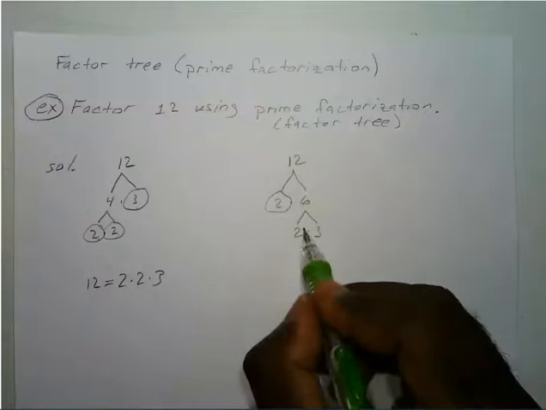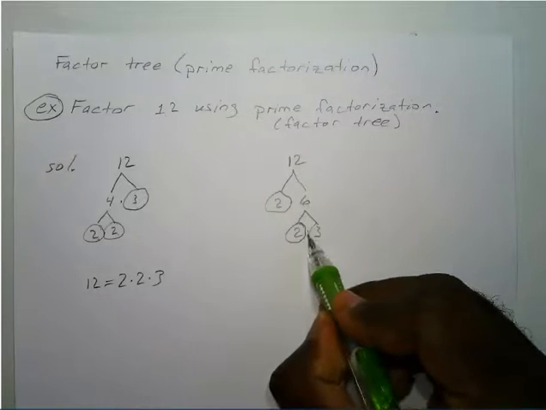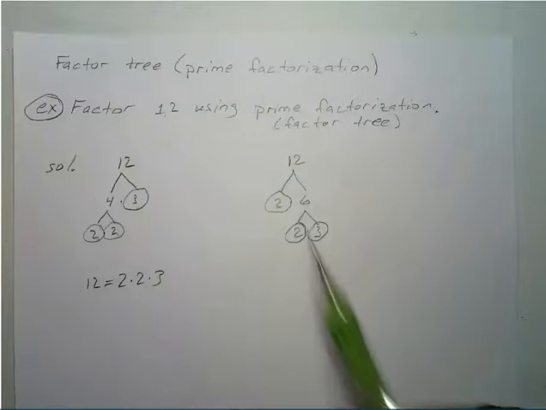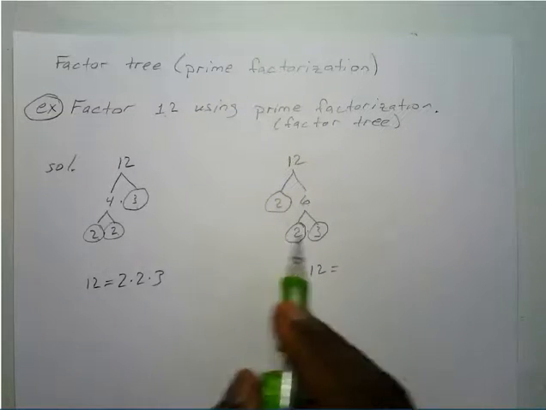Now this 2, you can't break that down anymore, so we're going to go ahead and circle that. The 3, you can't break that down anymore, so we're going to go ahead and circle that. So what do we have here? We have that 12 is equal to 2 times 2 times 3.